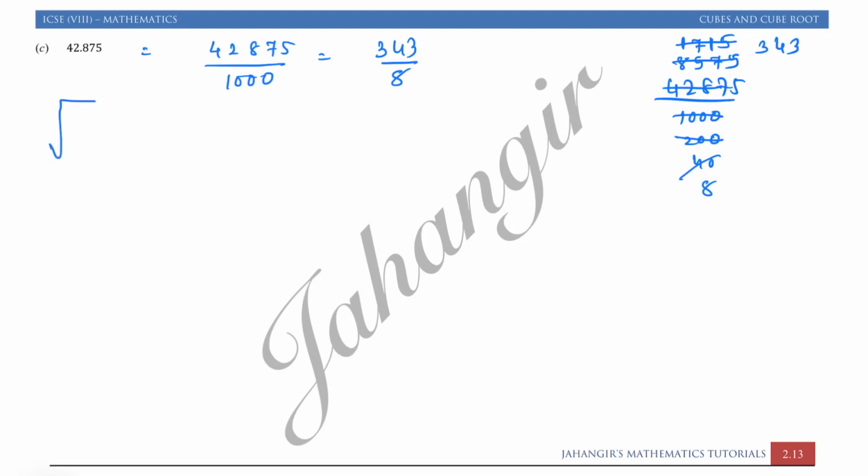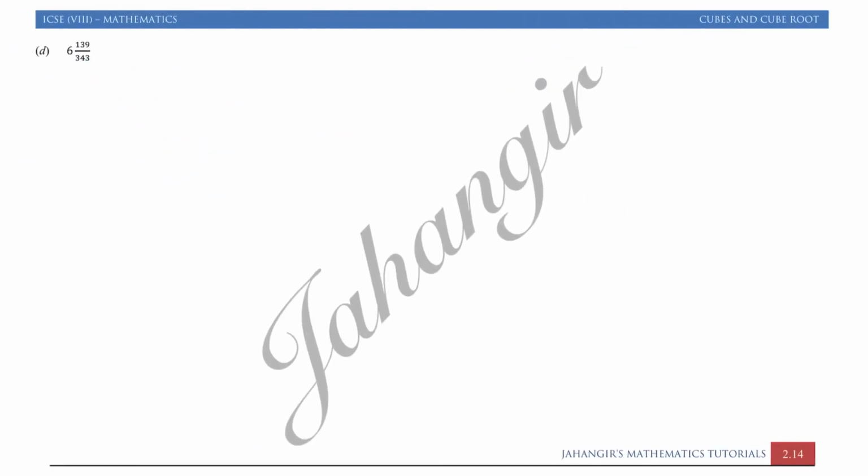Now you have to find the cube root of 343 upon 8. That is simple, 7 upon 2, that is 3.5. So we found the cube root of a decimal too. First you have to remove the decimal by putting zeros, then simplify, and then find the cube root.